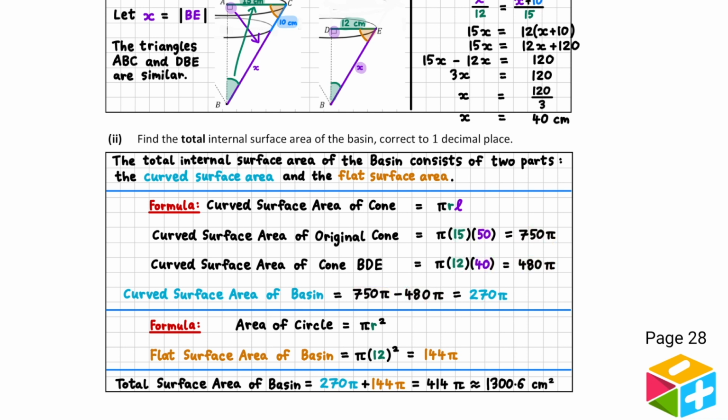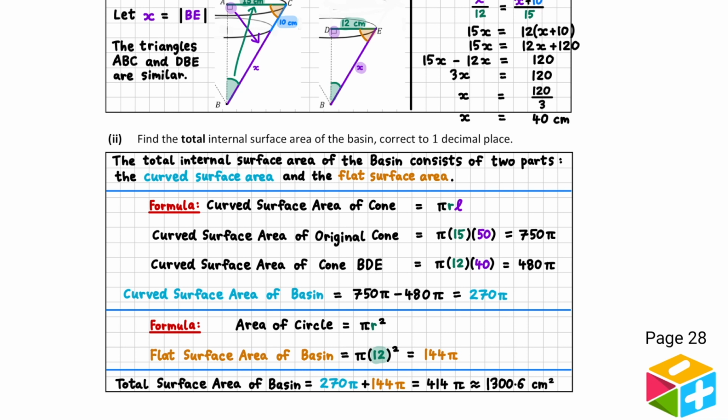To find the flat surface area at the base of the basin, we'll use the result that the area of a circle is equal to pi r squared, where r is the radius. We were told that the radius at the base of the basin was 12 centimeters. If we sub this value in, the area comes out as 144 pi.